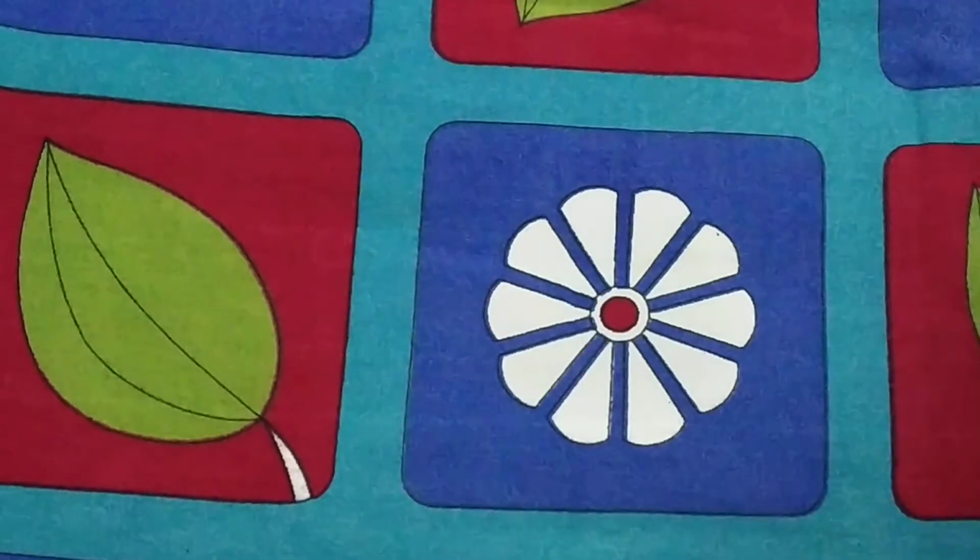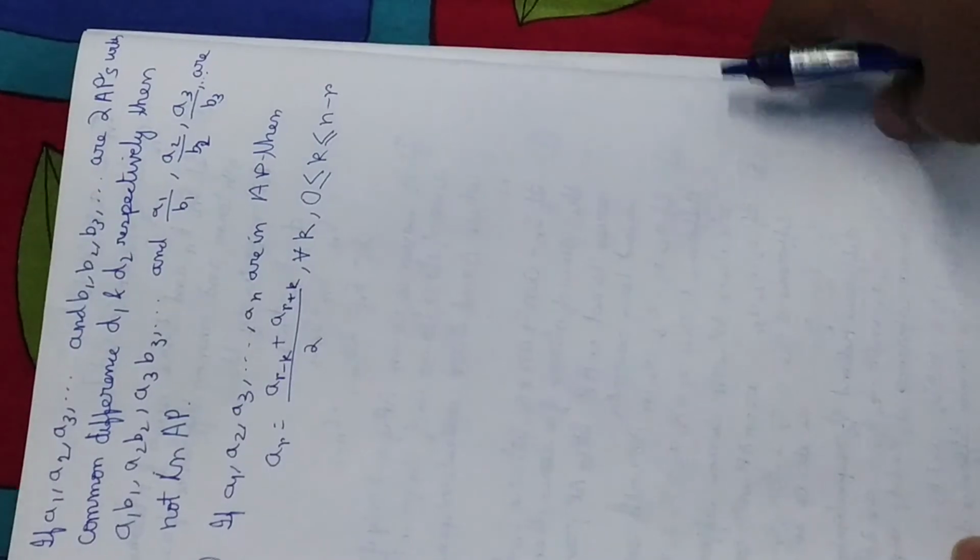There are two more properties. The seventh property says, if A1, A2, A3 and B1, B2, B3 are two APs with common difference D1 and D2 respectively, then A1 B1, A2 B2, A3 B3 and A1 by B1, A2 by B2, A3 by B3 are not in AP.